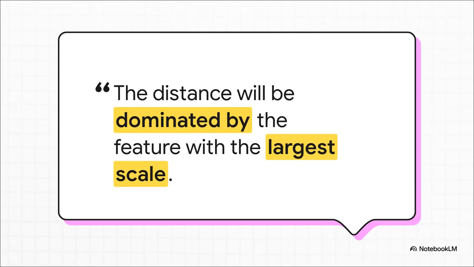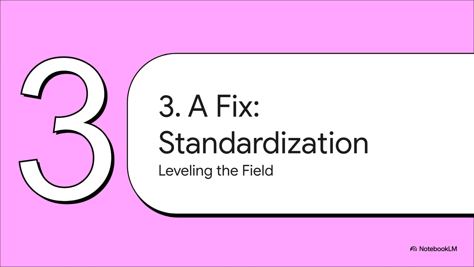And that's the heart of the problem. Our distance calculation gets completely dominated by whatever feature just happens to have the biggest numbers. Our ruler stops being a fair comparison and becomes almost entirely about sales, totally ignoring what the other features are trying to tell us. So, how do we fix this mess?